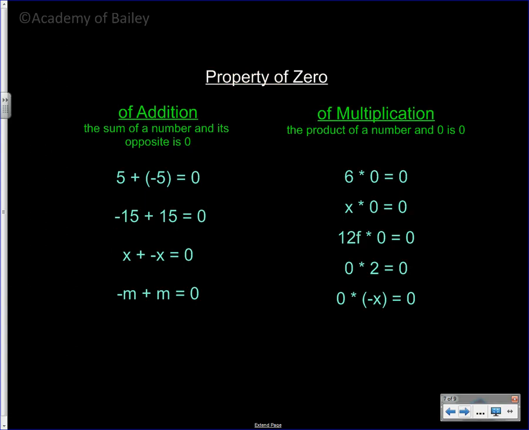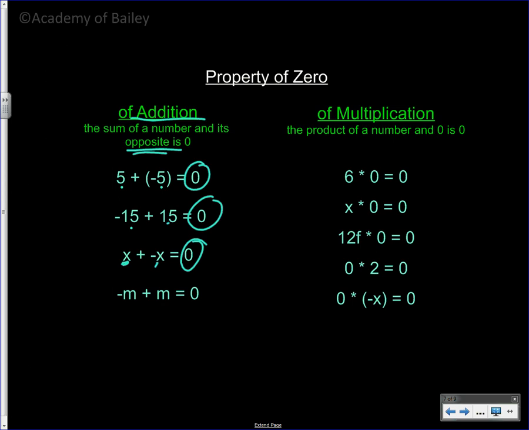The property of 0 is, what do we have to do to get to 0? For addition, the addition property of 0, you have to take a number and its opposite. If you have a positive 5, its opposite number is negative 5. That makes 0. If you have negative 15, the opposite is positive 15. That makes 0. And you can even do it with variables. Positive x and negative x, you add those together, you get 0.